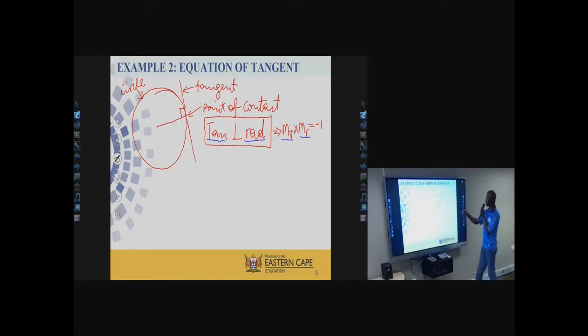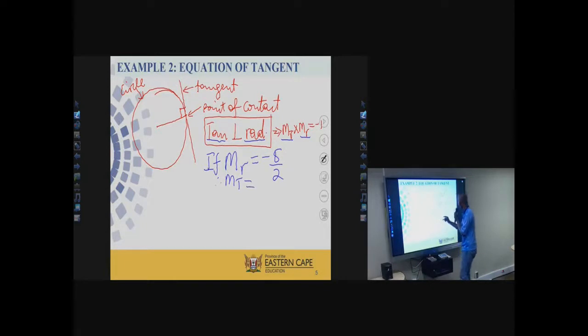So this is very important, therefore, which means now I'll just say, as I said yesterday, if you are having the gradient of a radius as negative 5 divided by 2, for argument's sake, therefore, you must know that the gradient of a tangent, if the one of a radius was negative, this one will be positive. Then if it was 5 divided by 2, then the one for a tangent will be 2 divided by 5. In other words, the denominator becomes the numerator and the numerator becomes the denominator.